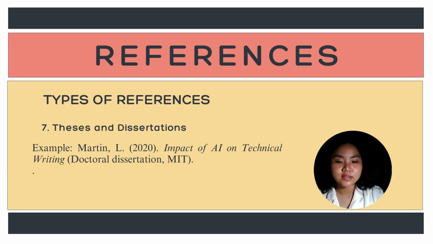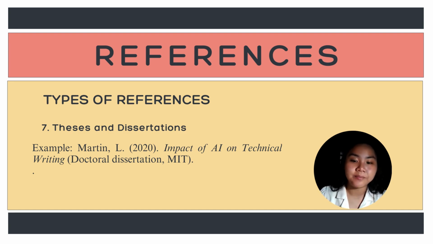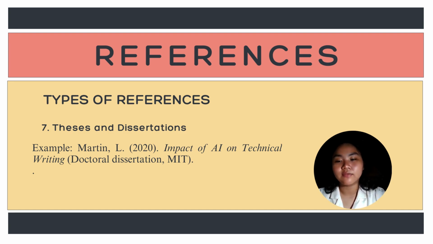As we can see here, we have the author's last name, the initials, and then followed by the year in a close open parenthesis, followed by the title of the dissertation in italics, and then lastly the degree type and the institution's name.